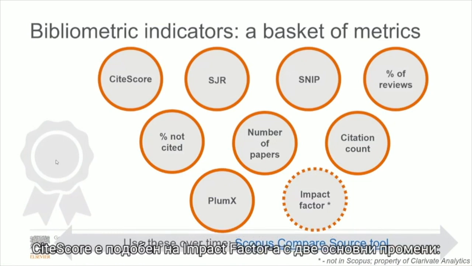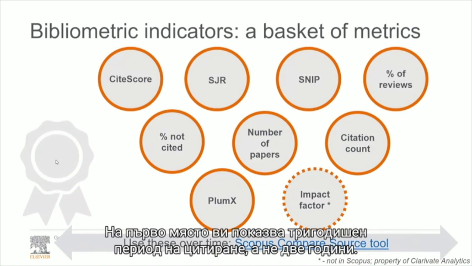CiteScore is basically similar to impact factor with two major changes. First of all, it shows you a 3-year citation period, not 2 years.